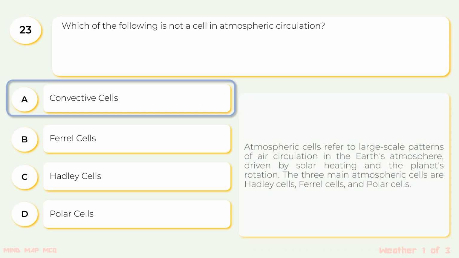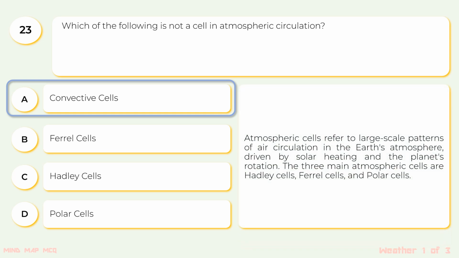Convective cells. Atmospheric cells refer to large-scale patterns of air circulation in the Earth's atmosphere driven by solar heating and the planet's rotation. The three main atmospheric cells are Hadley cells, Ferrel cells, and polar cells.